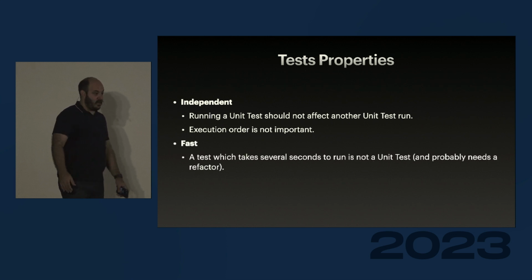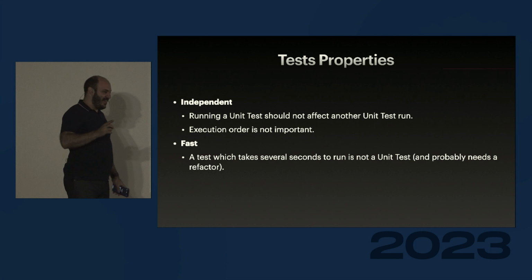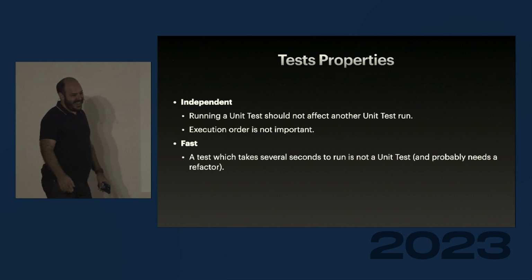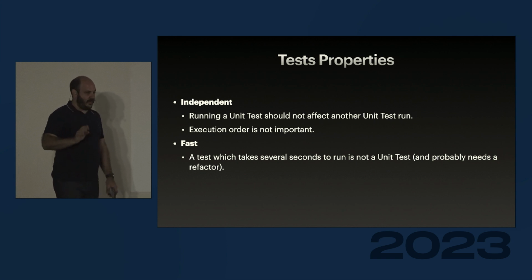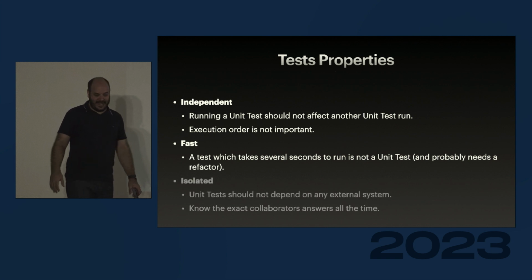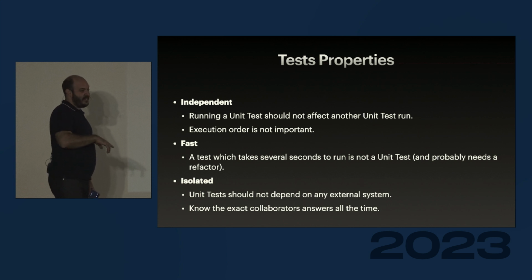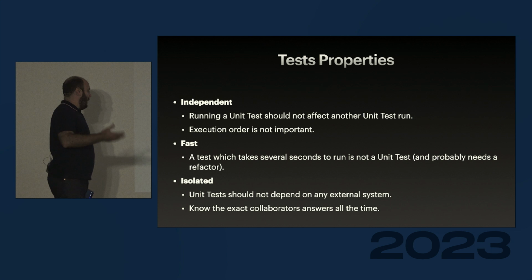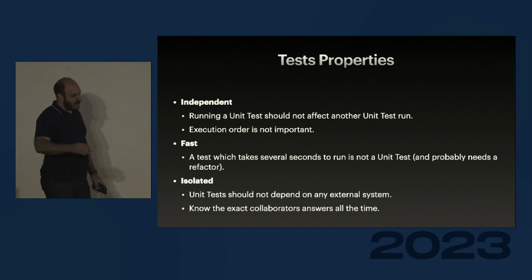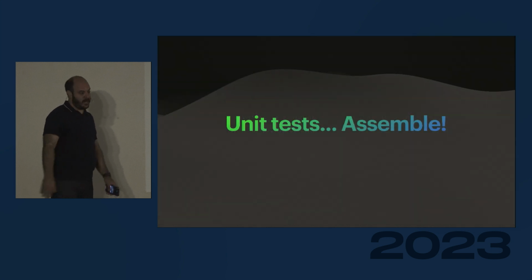Of course, a test which takes several seconds. Raise your hand if you don't have any unit test that takes several seconds in your code. I think all of you have. So if you have a test that takes several seconds, it's not a unit test, so you need to refactor that. And another reason is that it should be isolated as well, because if your test depends on any external system, it could lead to delays. So the idea is to know exactly what the collaborators' responses are all the time, and that should be quick as well, right? That's because we have the test doubles.